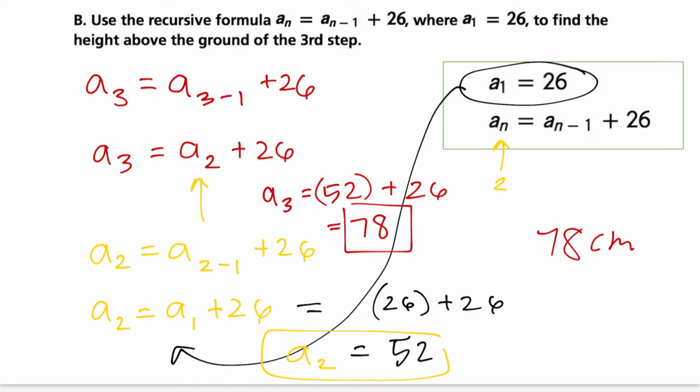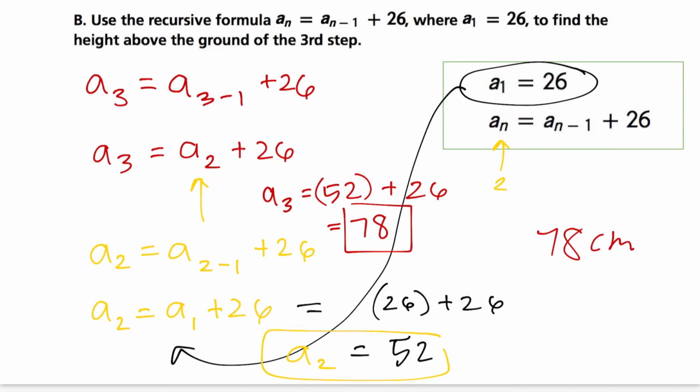When we look at the recursive formula, it's kind of a lot of steps to end up trying to find our value. In this case, we had this scenario where we wanted to figure out the height from the ground to the third step. So in order to do that, we had to first figure out what a sub 2 was. And then to figure out what a sub 2 was, we had to first find what a sub 1 was. So we took that value and plugged it in here, and then found our value for a sub 2, and then plugged that back in here, and then got our answer.